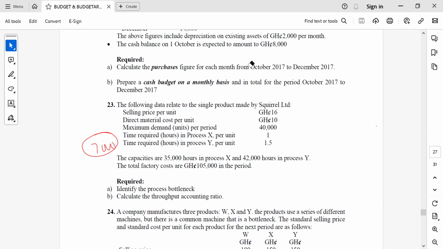The question now asks you to calculate the throughput accounting ratio. Calculate the throughput accounting ratio. Okay, what is the contribution here?